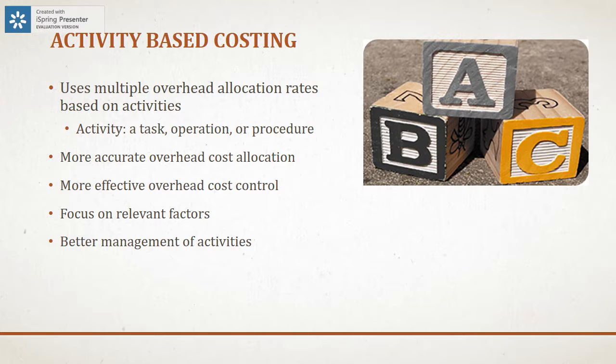The ABC method offers more accurate overhead cost allocation, more effective overhead cost control, focuses on relevant factors, and provides better management of activities.